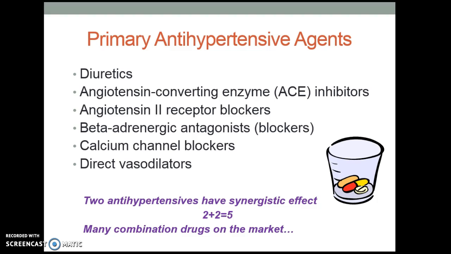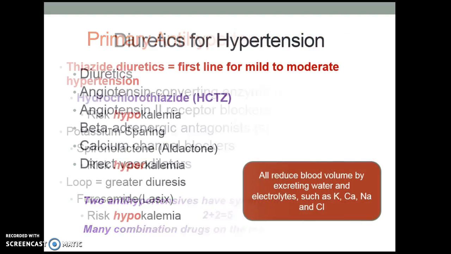And what they find is two antihypertensives have a synergistic effect. Okay, if you don't know what synergy is, it's when two things work together and 2 + 2 becomes 5. In other words, they amplify one another and they work better together. There's a lot of combination drugs out there on the market. So when you're giving medications in clinical, you may see something that has, for example, hydrochlorothiazide along with a vasodilator. So keep an eye on that.